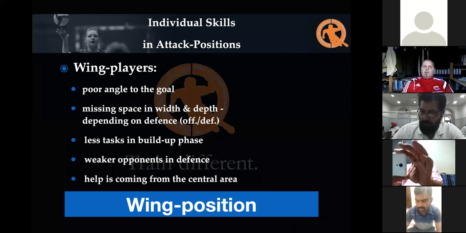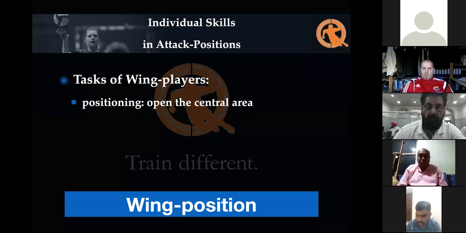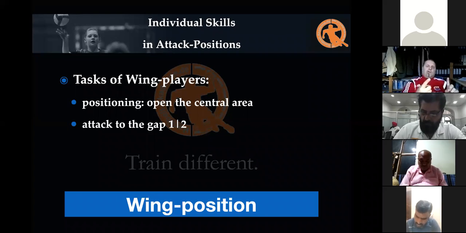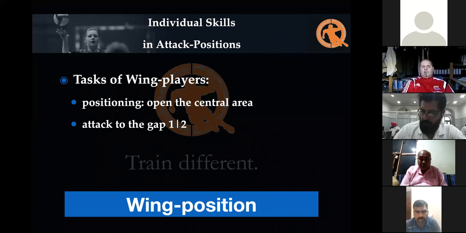That's why we have the task for the wing players, first of all, again, to open the central area. Second, to attack the gap between first and second defender. Attack the gap 1-2. Wing defender is 1, half defender, no matter 6-0, 3-1, open or close defense, attack to the gap inside. That's why they must start outside to create the space inside. The more you create inside, the less space you have. So open the central area and attack to the gap between first and second defender.